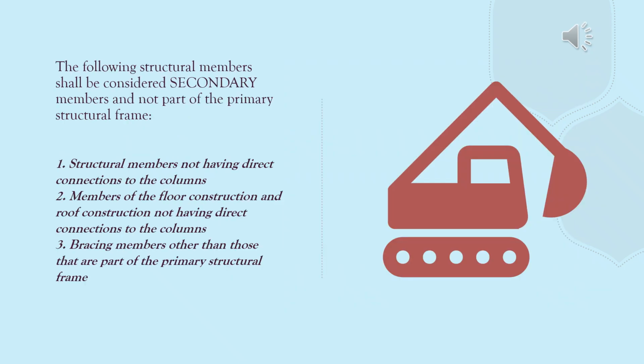Now, the following structural members are considered secondary and not part of the primary structural frame. And this is going to include structural members not having direct connection to the column, members of the floor construction and roof construction not having direct connection to the column, and bracing members other than those that are part of the primary structural frame.